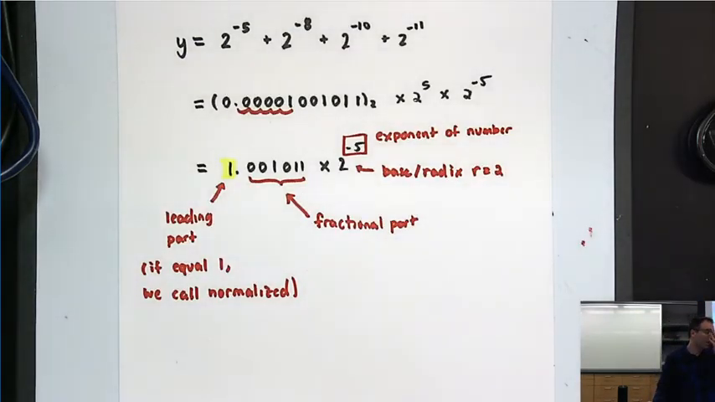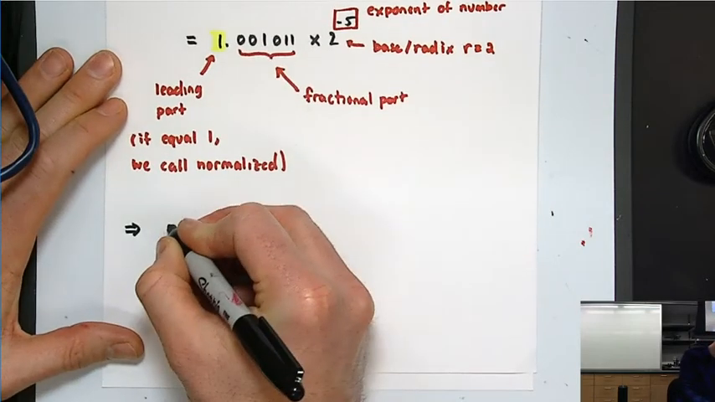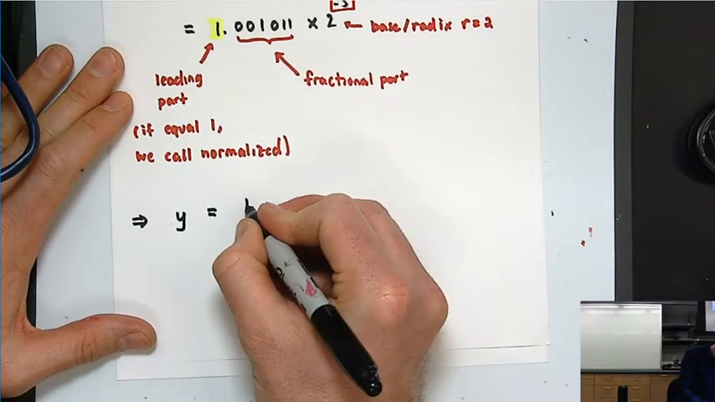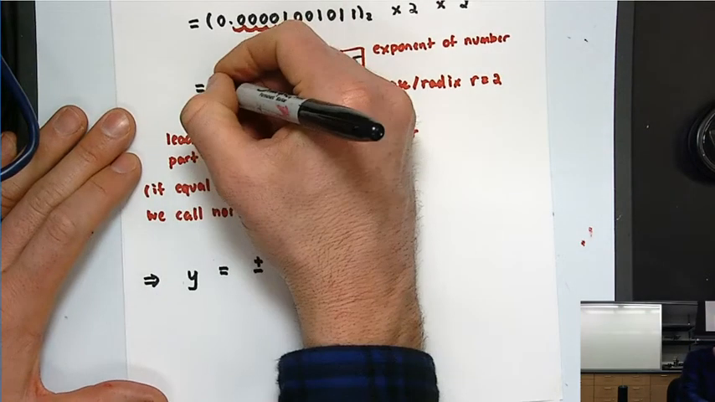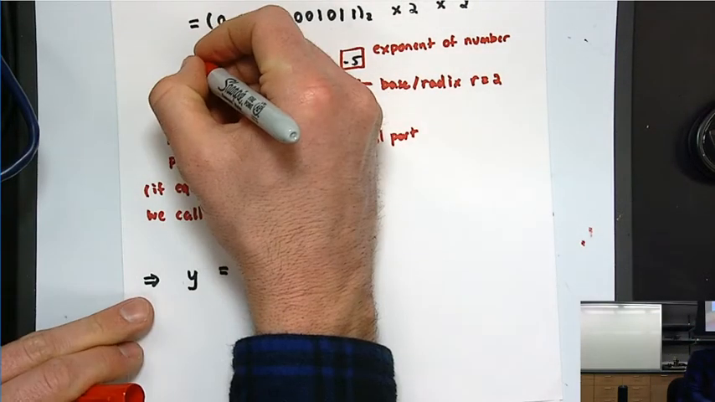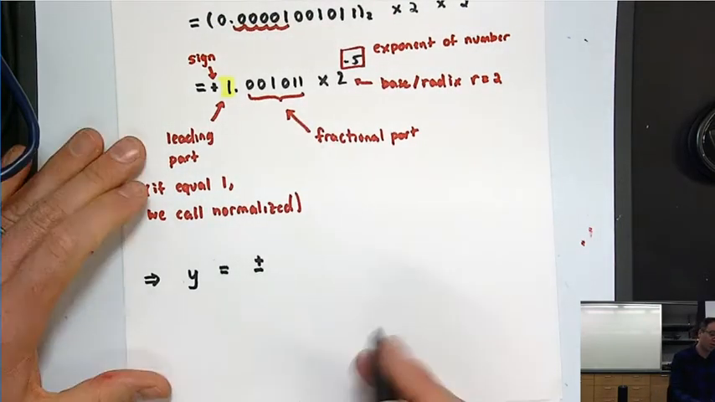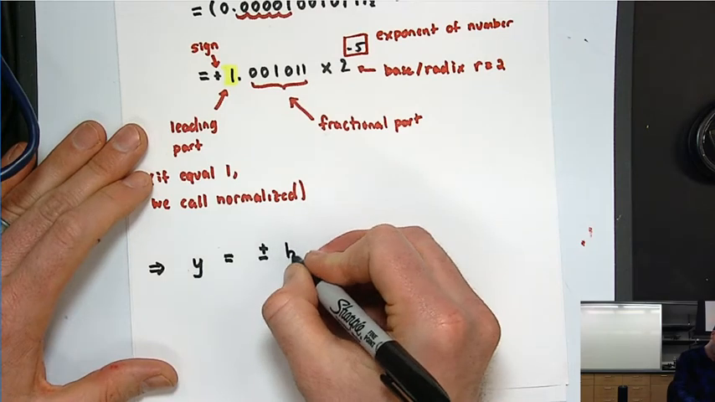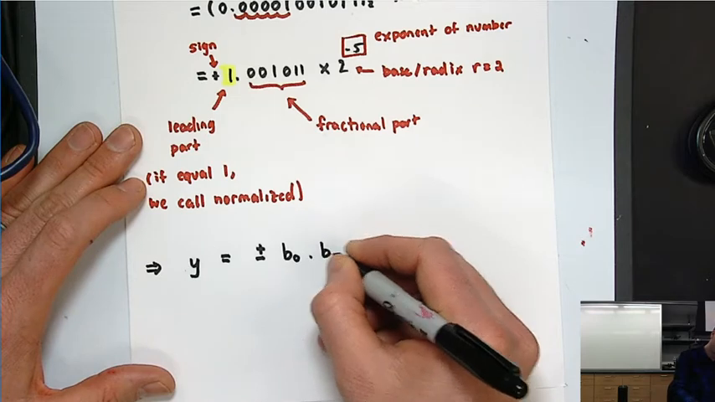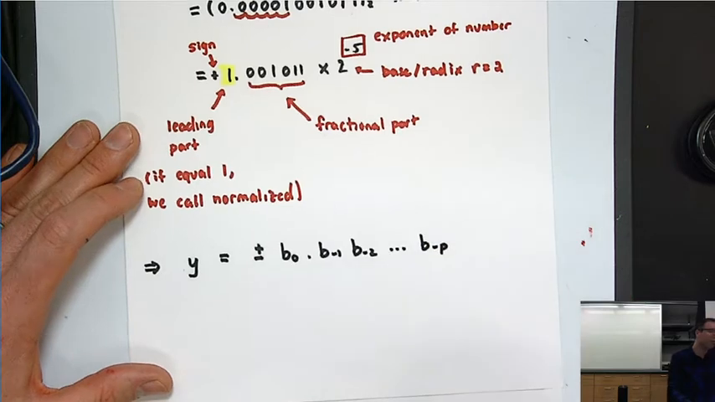So what this means mathematically, when we write this thing, we're going to think about the following representation. We're going to have what we call a sign. So what's the sign in this case? Yep. And this is where we go back to sign magnitude. So for every number that we do in floating point, we're going to have a sign. We're going to have what we call a leading value. And then we'll have what we call a fractional part.